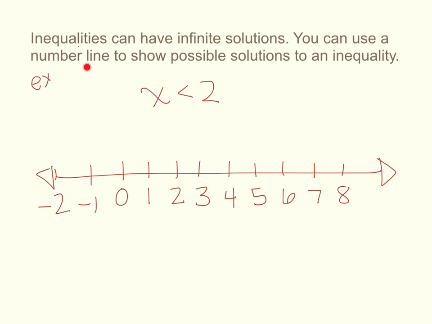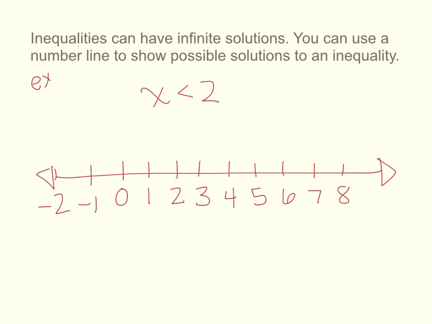So you can use a number line to show possible solutions to an inequality. Look at your number line here. See these arrows? That means that it keeps on going. It's going to keep on going until forever, in both directions. This is going to go positive 9, 10, 11, 12, all the way until infinity. This is going to go negative, -3, -4, -5, all the way into infinity. So when I have x is less than 2, there's a lot of options for that.